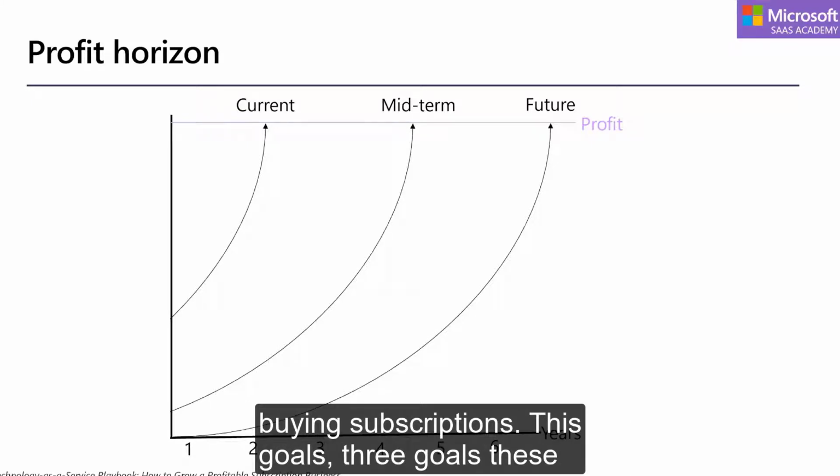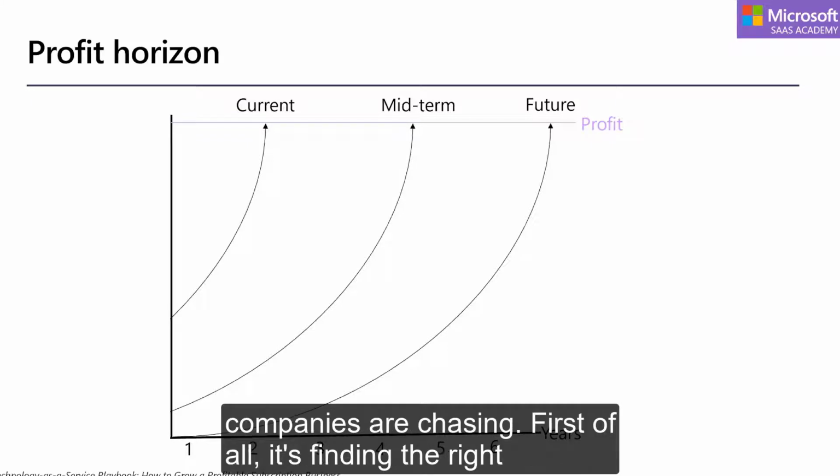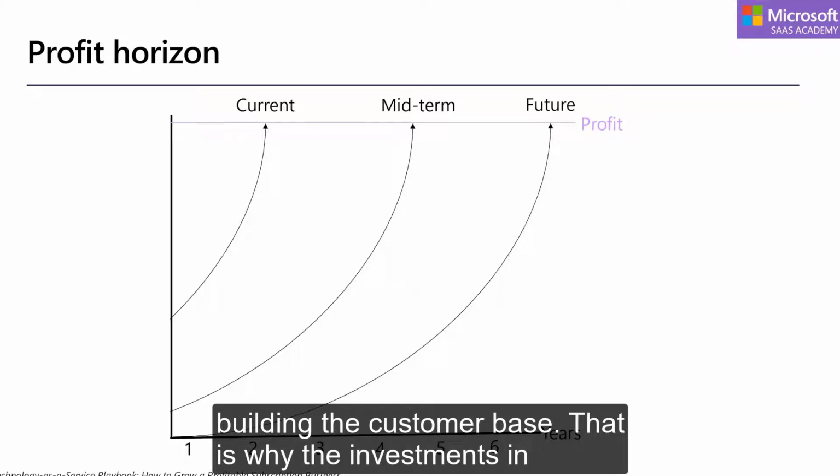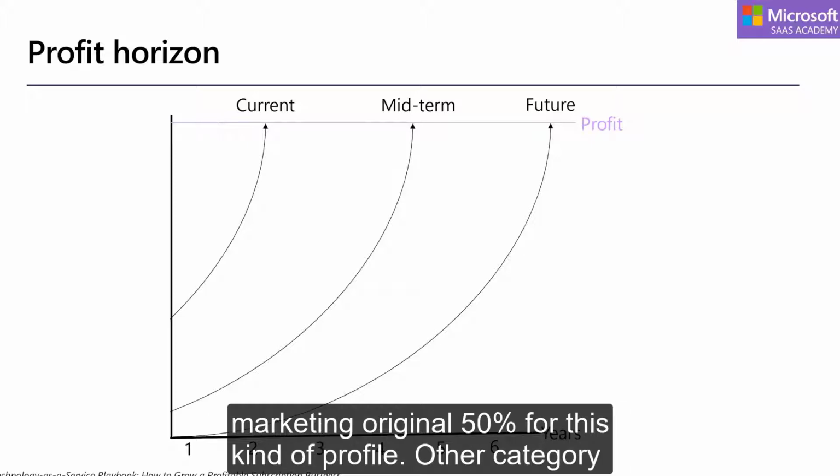There are 3 goals these companies are chasing. First of all, finding the right business model, building the right product, which sells, and building the customer base. That is why the investments in marketing are reaching 50% for this kind of profile.